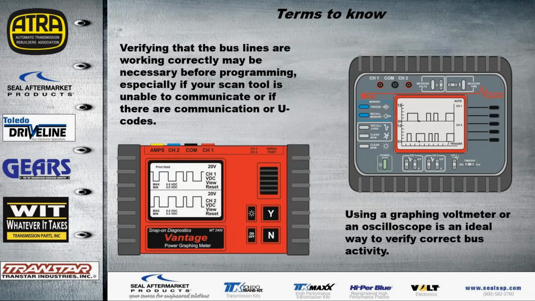Now, verifying that the bus lines are working correctly might be necessary in the case we have an issue with communicating with the computers and modules, or in case there's U codes. If this is a situation, we'd want to use either a graphing voltmeter or an oscilloscope to verify that there's going to be correct bus activity at the designated pins based on the protocol that is used on the vehicle.